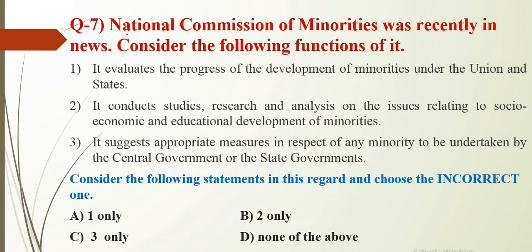Now question number 7: the National Commission for Minorities was recently in news. You have to consider the following functions regarding the National Commission for Minorities. First, it evaluates the progress of development of minorities under the Union and states. Second, it conducts studies, research and analysis on issues related to socio-economic and educational development of minorities. Third, it suggests appropriate measures in respect of any minority to be undertaken by the central government or state government. So all three statements are correct, but the incorrect one is asked, so the answer will be D, none of the above. Now let's check out the explanation part.